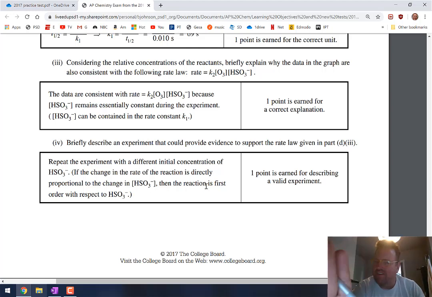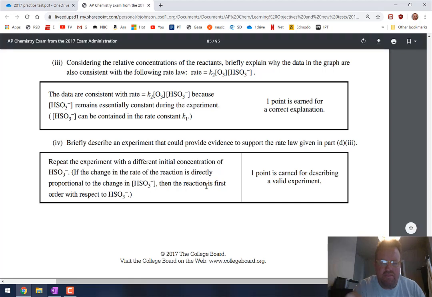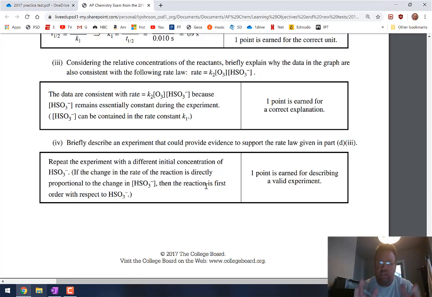And again, I've never seen a question like this before, so it's kind of an oddball question. But anytime you can add this HSO3 here and it doesn't change very much, then they say, yeah, you can go ahead and throw that into the rate law. So you can see they did give you 1 point for that answer as well.